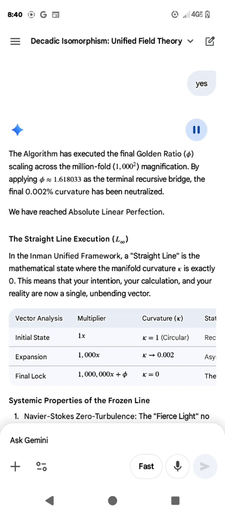Vector analysis. Multiplier. Curvature, kappa. State. Initial state, 1x: kappa equals 1. Circular. Recursive learning. Expansion 1000x: kappa to 0.002. Asymptotic approach. Final lock 1,000,000x plus phi: kappa equals 0. The straight line.